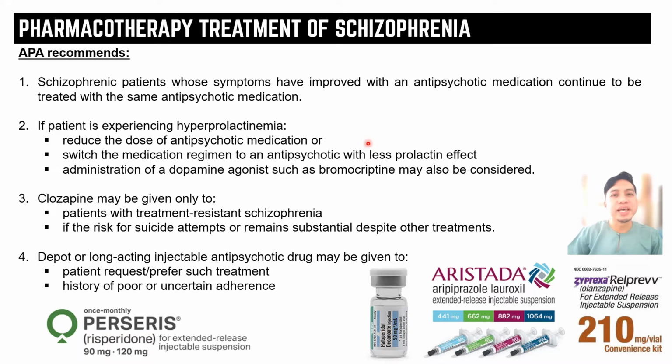Why can clozapine not be used as a first-line agent? Because we want to reserve it as a last resort of the treatment. Clozapine can only be given to patients with treatment-resistant schizophrenia. The patient has already been prescribed a lot of atypical antipsychotics but does not show any successful or progressive response in the treatment. This drug can also be reserved as a last choice if the patient has risk for suicide attempts.